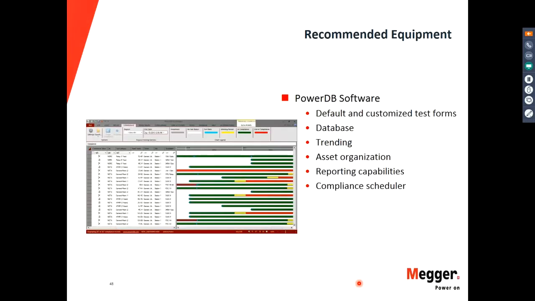And for all of these, we have PowerDB software that will collect all your information and create a database. You can do trending, and you can do asset organization.